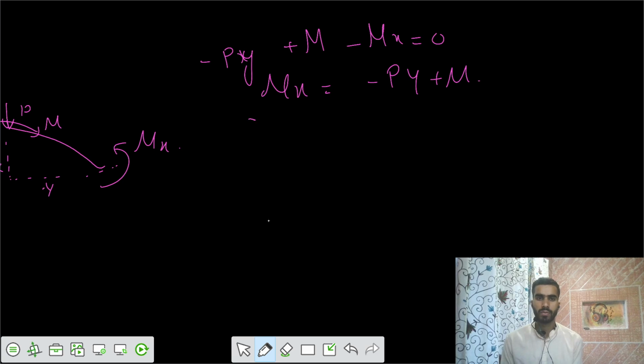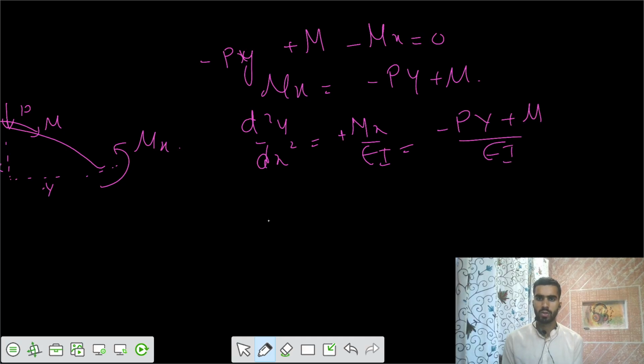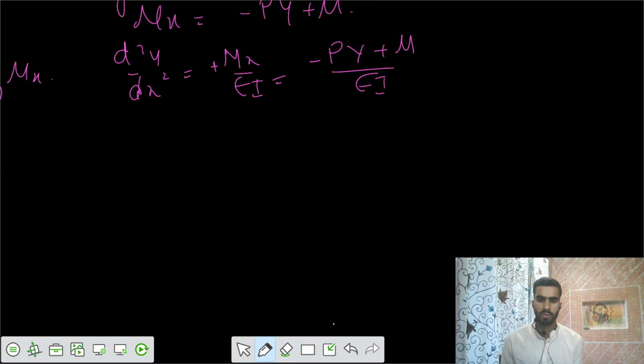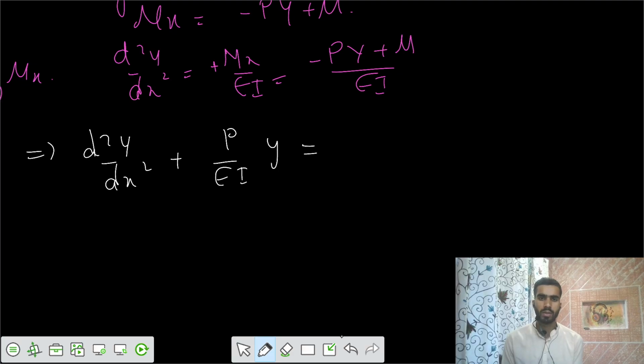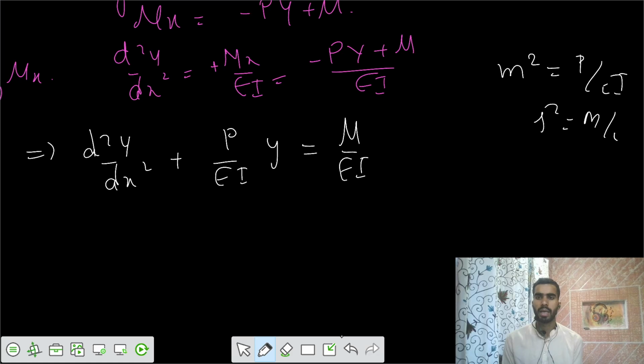So I write the equation d2y by dx2 equals minus Mx by EI, that is minus Py plus M by EI. If I write that as a differential equation for the function y, d2y by dx2 plus P by EI times y equals M by EI. So let's say m squared equals P by EI, and s squared equals M by EI.